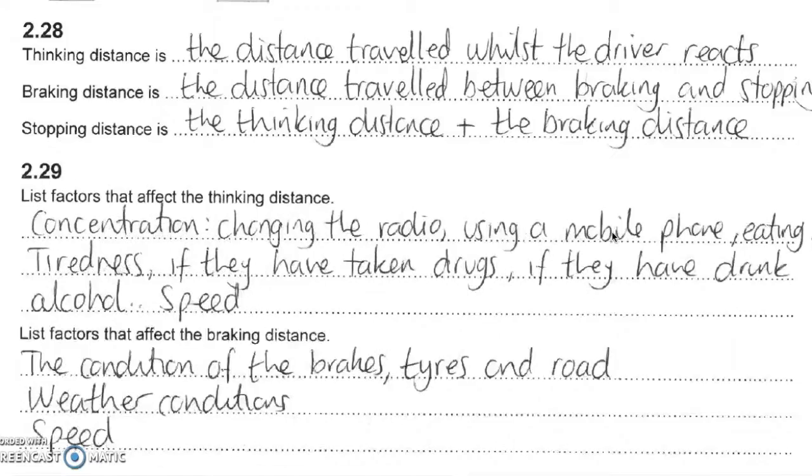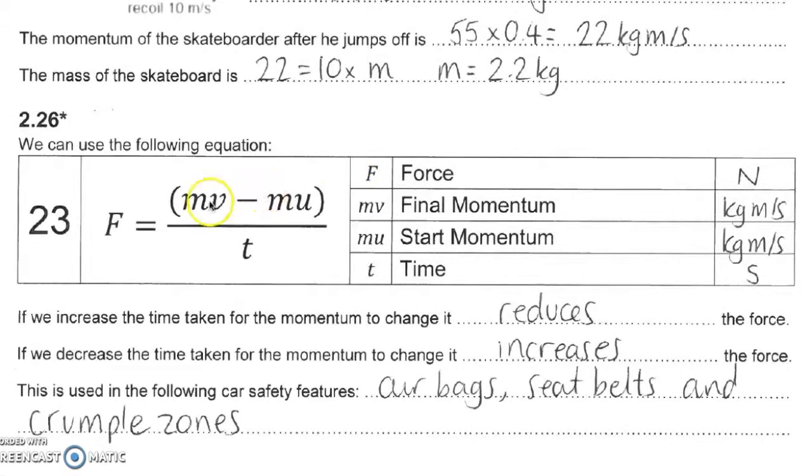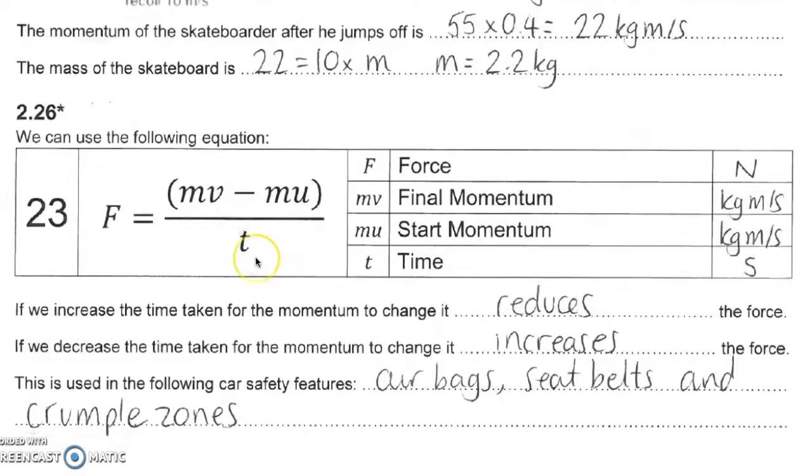Okay. Now, if we look back to this equation, force equals the change in momentum. So if we're coming to a final halt, it means that our final velocity is obviously going to be 0. So in order to work out the force to stop a car, it's going to be literally the mass times its initial velocity, over the time it takes.